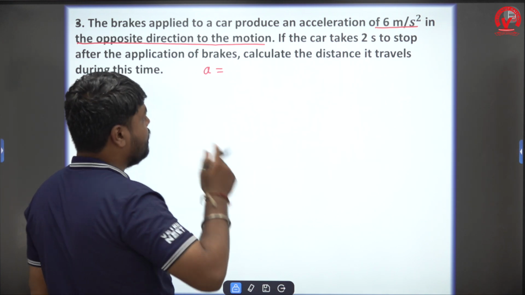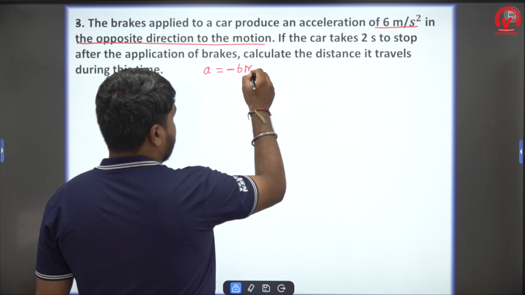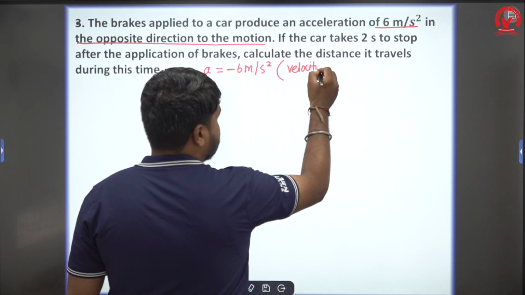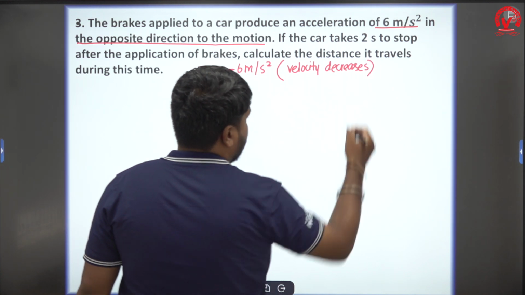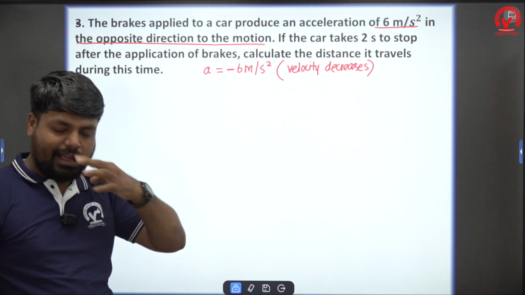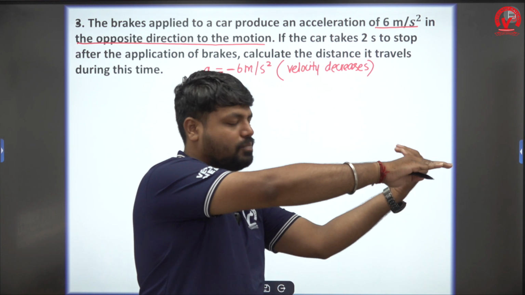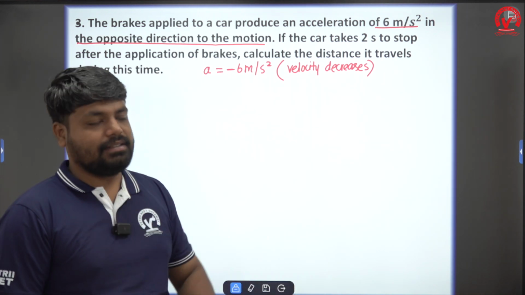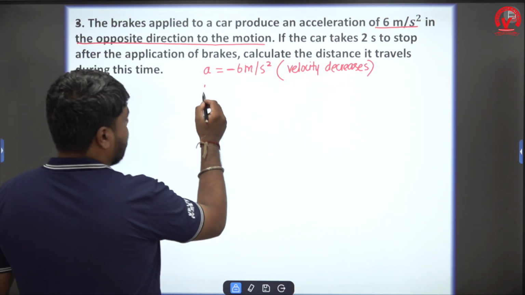Keep that in mind. a is equal to minus 6 meter per second square. Why are we putting minus? Because velocity is decreasing. Also, the problem says the acceleration is in the opposite direction to the motion. The motion is in this direction, so the acceleration is produced in the opposite direction. Both are opposite, so acceleration is equal to minus. If the car takes 2 seconds to stop, how many seconds does it take to stop? 2 seconds.